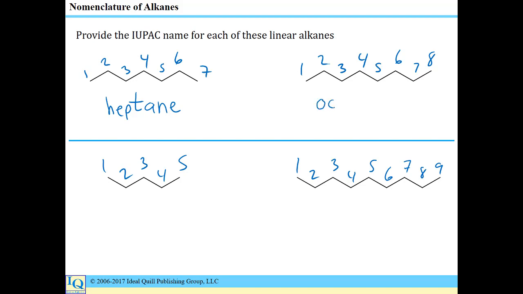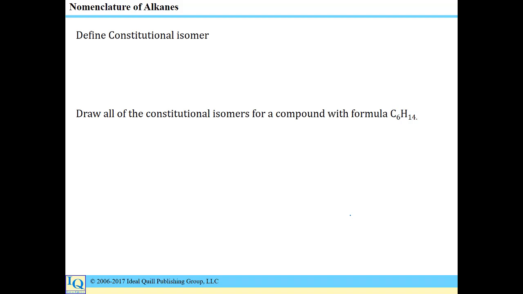If we have 8 carbons, oct is for 8. For 5 carbons, pent is for 5. For 9 carbons, non is for 9. And we just add the ane suffix to each of these. And thus we have octane, pentane, and nonane. Next, we are asked to define constitutional isomer.